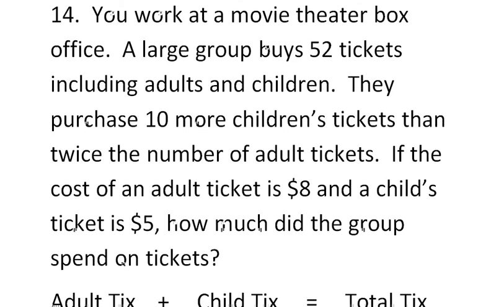We work at a movie theater box office. A large group buys 52 tickets, including adults and children. They purchase 10 more children's tickets than twice the number of adult tickets. Okay, we'll come back to that in a minute. If the cost of an adult ticket is $8 and a child's ticket is $5, how much did the group spend on tickets?